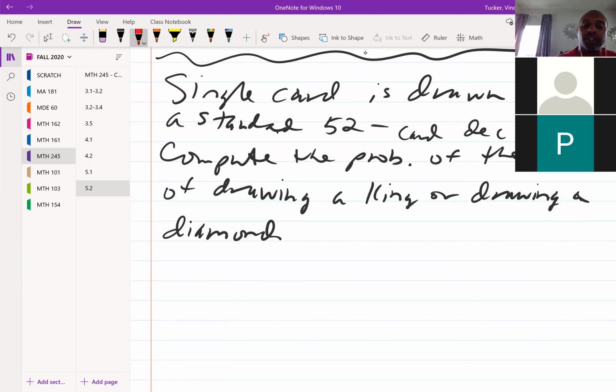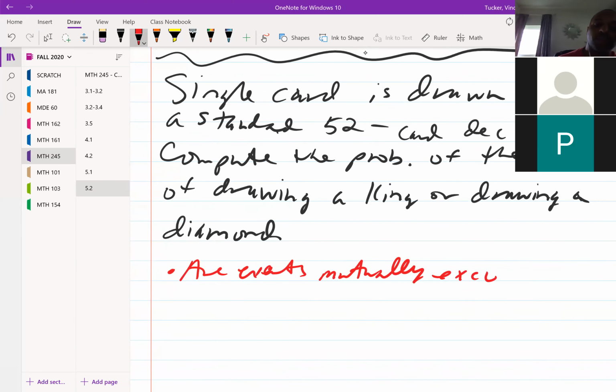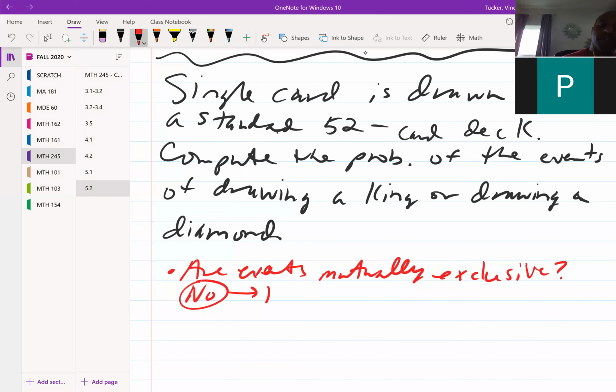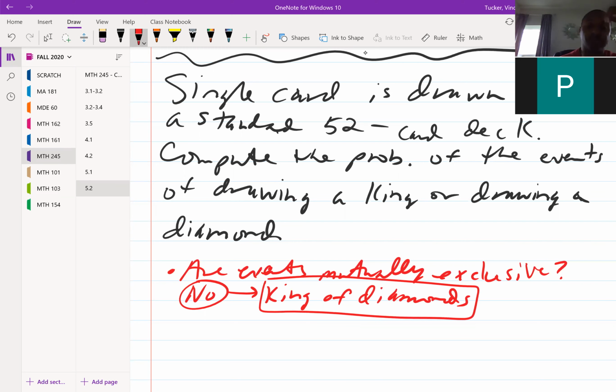If you want to know initially whether you need to figure out if they have anything in common, or if you need that probability, you should look at it firsthand. Are the events mutually exclusive? The answer is no. There is a king of diamonds that we have to give an account for.